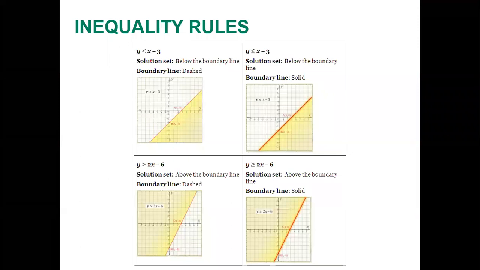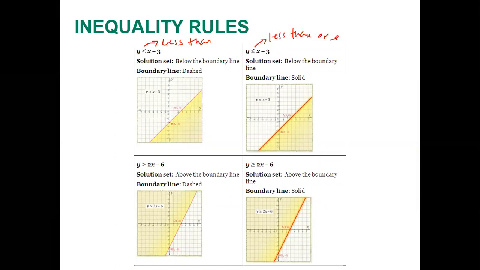So if we look here, we have y is less than, so this is less than, right? Strictly less than x minus 3. So when I am less than something, I'm going to have a dashed boundary line. So it doesn't look like it, but it is dashed. And I'm going to shade below the boundary line. Easy enough? Okay.